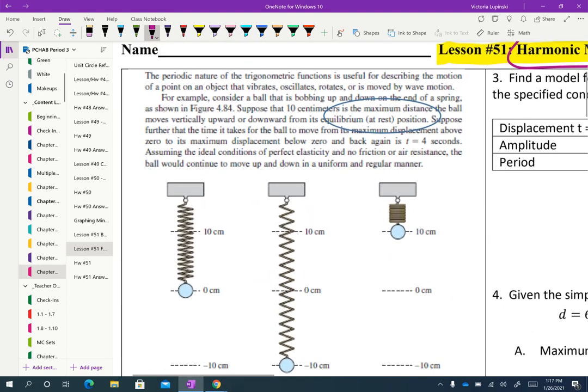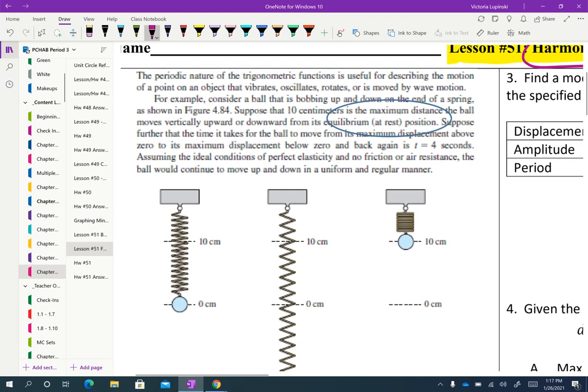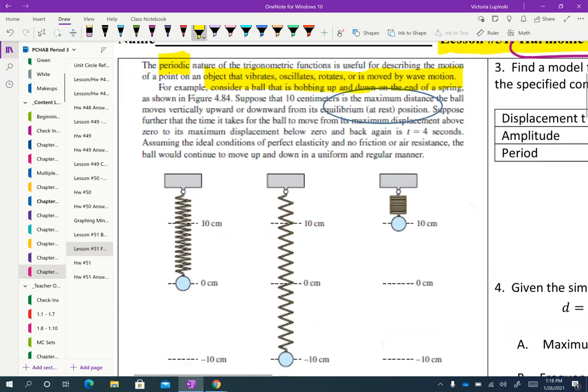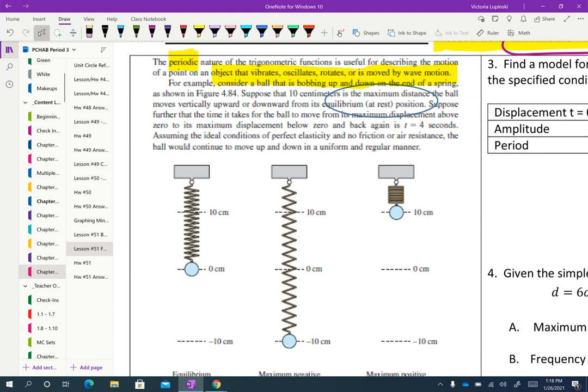So let me set the scene for you a little bit. When you're talking about where you would use harmonic motion and trig graphs in particular, because of the periodic nature of trig functions, which of course means that they repeat, you would basically want to use it anytime you have an object that is either vibrating, oscillating, rotating, or being moved by some kind of wave motion. The easiest way to set the scene here is suppose that you have a ball that is bobbing up and down on the end of a spring.